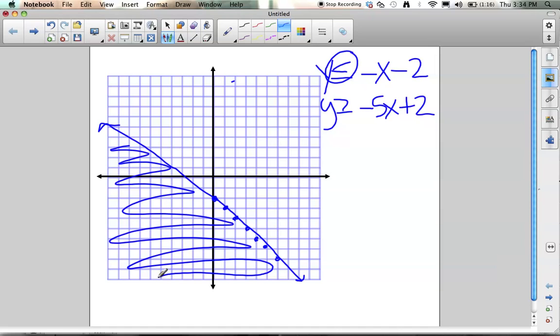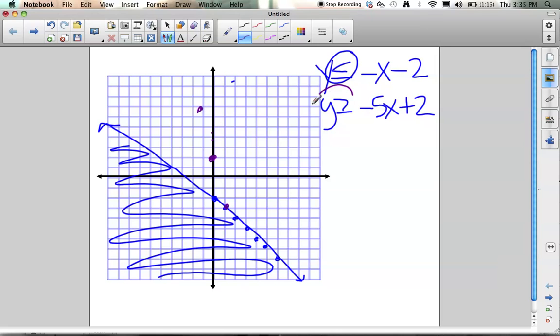Now let me switch colors, and I'm going to graph the other line. Let's choose purple. Okay. Next line. You start at 2. Then you go down 5. 1, 2, 3, 4. 1, 2, 3, 4, 5. And then you go over 1. There we go. I'm going to get another point, though. I'm going to go up 5, over 1.